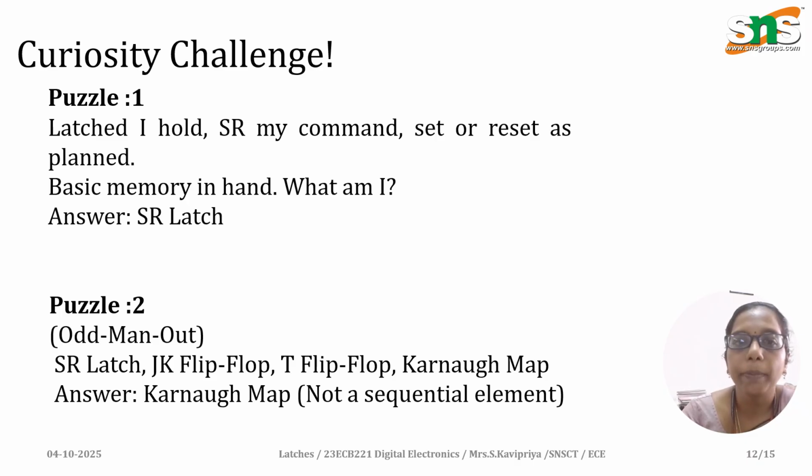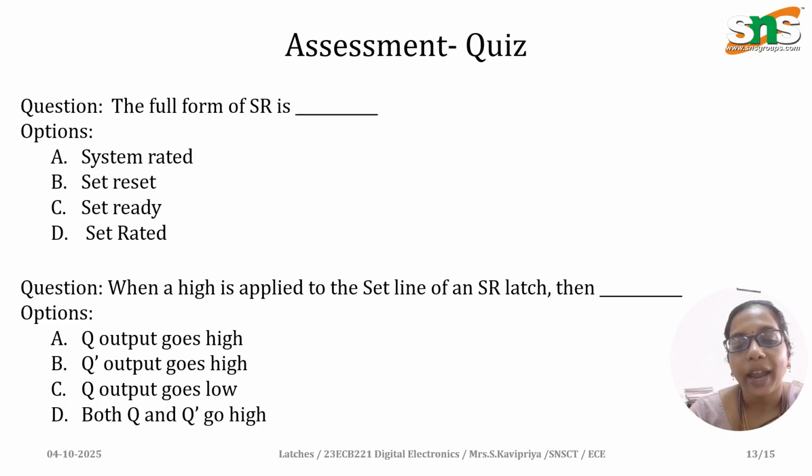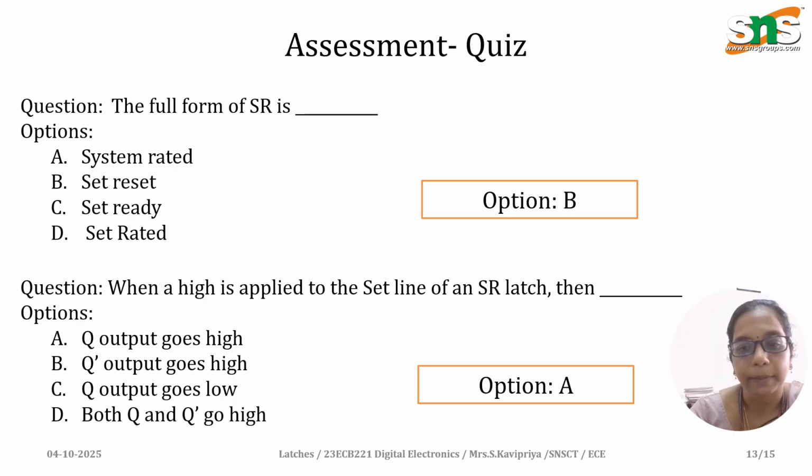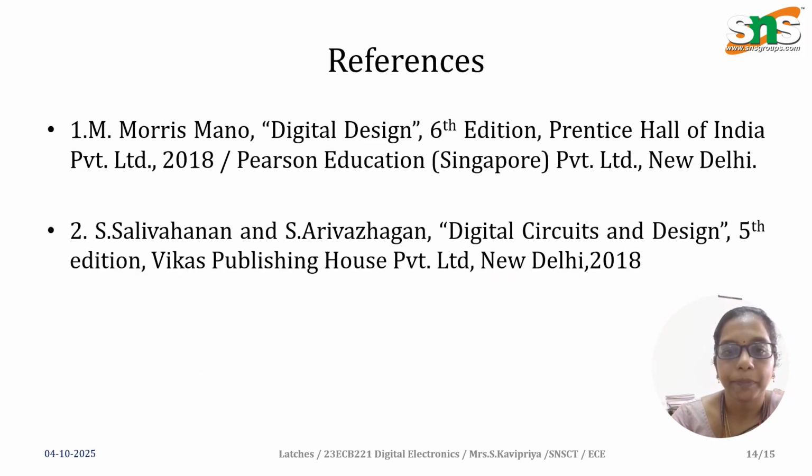And next is the odd man out. Among SR, JK flip-flop, T flip-flop and K map, which is the odd man out? The K map is the odd man out because the remaining three are sequential elements and the K map is not a sequential element. And next is the assessment. The full form of SR is set reset. And when the input goes high in the case of an SR latch, the output will also be high.